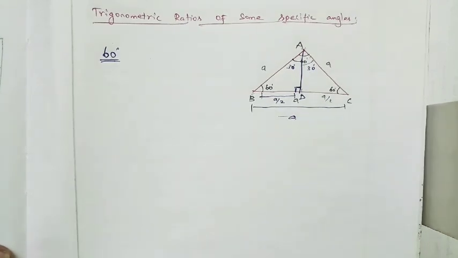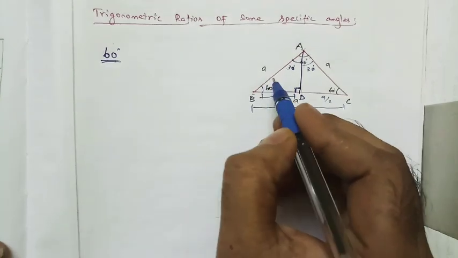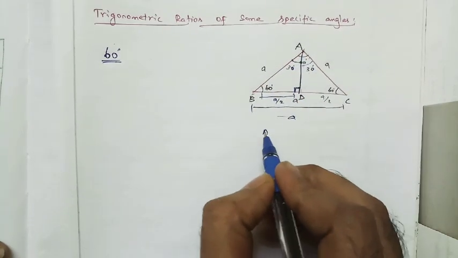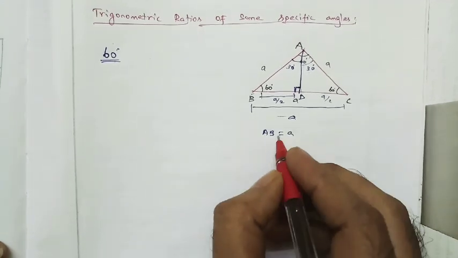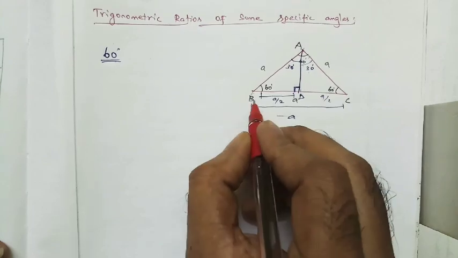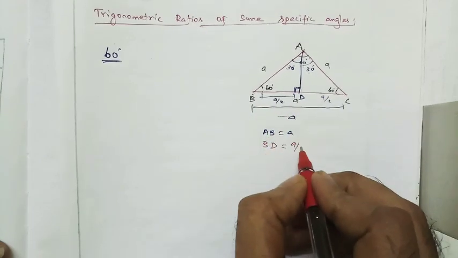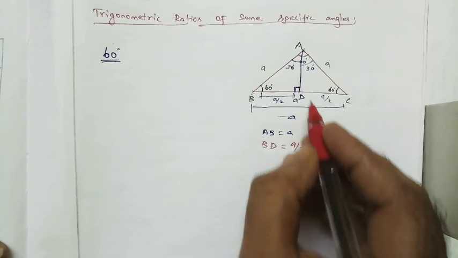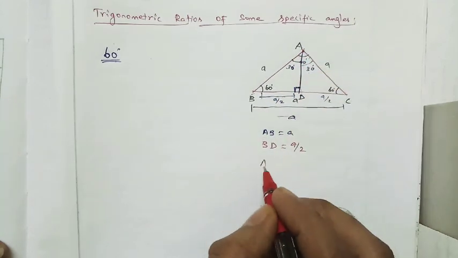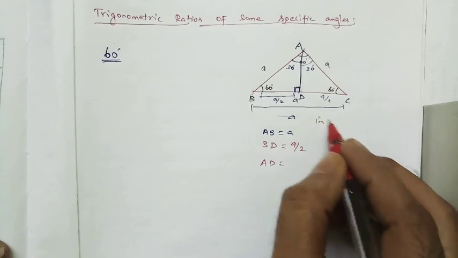Now I'm going to find the ratios for 60 degrees. So simple. We know the side AB. AB is equal to A. Side BD is nothing but A divided by 2. AB is A, BD is A by 2. And now we need AD.